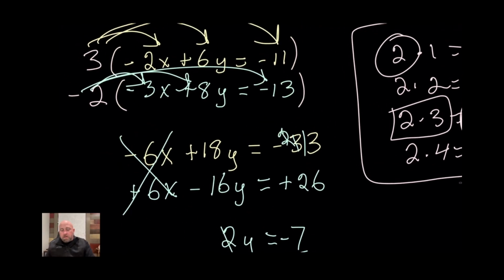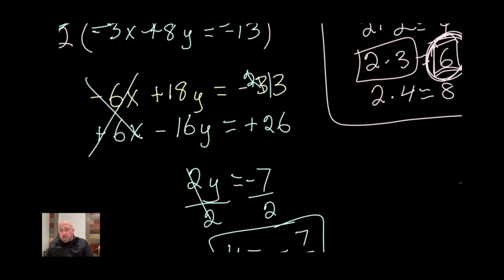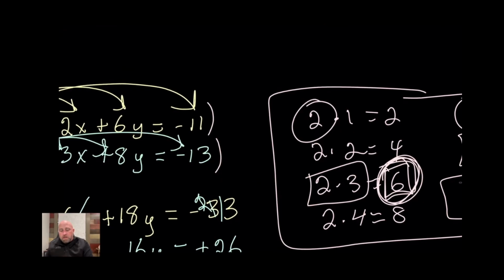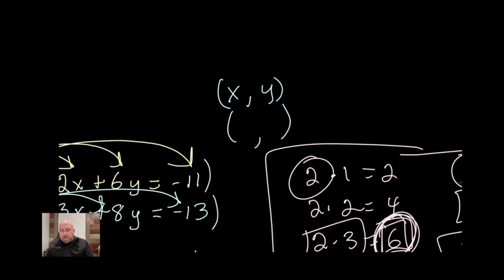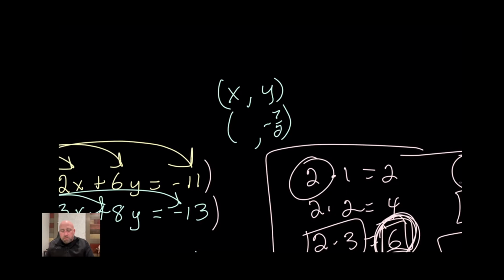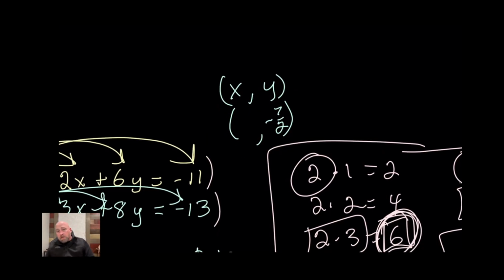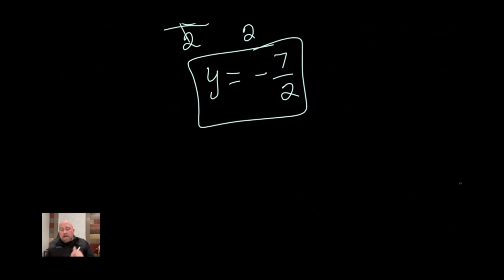So I'll come over here. I'll write it right here. So x comma y. So our y term is negative 7 over 2. Okay, all right, and so there is my answer. Well, no, not quite yet. I'm missing my x term. So we have to go back here. We're not quite done yet.